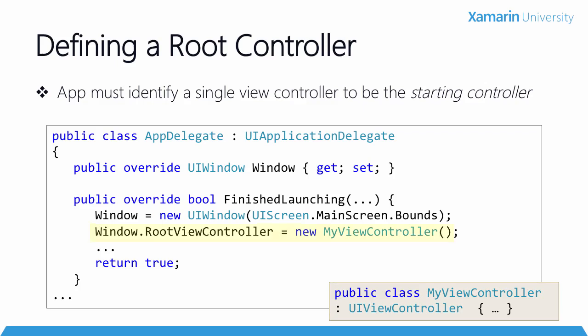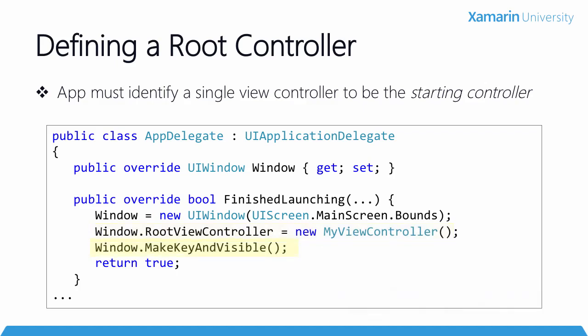Now, we need to create an instance of this class in our finished launching override, and we need to assign it to the root view controller property on our window object. And this is what identifies it as the starting point for the app. And so the very first screen that's displayed to the user will be the one defined or controlled by this view controller.